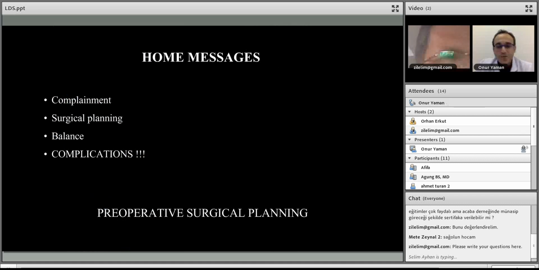So as a conclusion, we have to take care of the containment of the patients. We need good surgical planning. We have to take the balance, not only the sagittal balance, but also the coronal balance. And we have to know that the complication rate of lumbar degenerative scoliosis is very high. So good preoperative surgical planning will increase our success after the surgery. This is my speech. Thank you so much for listening to me.